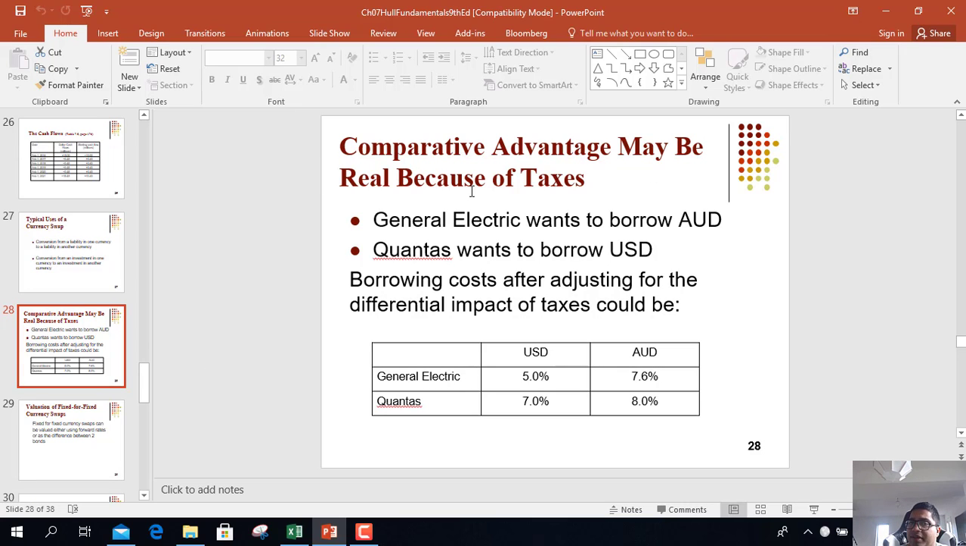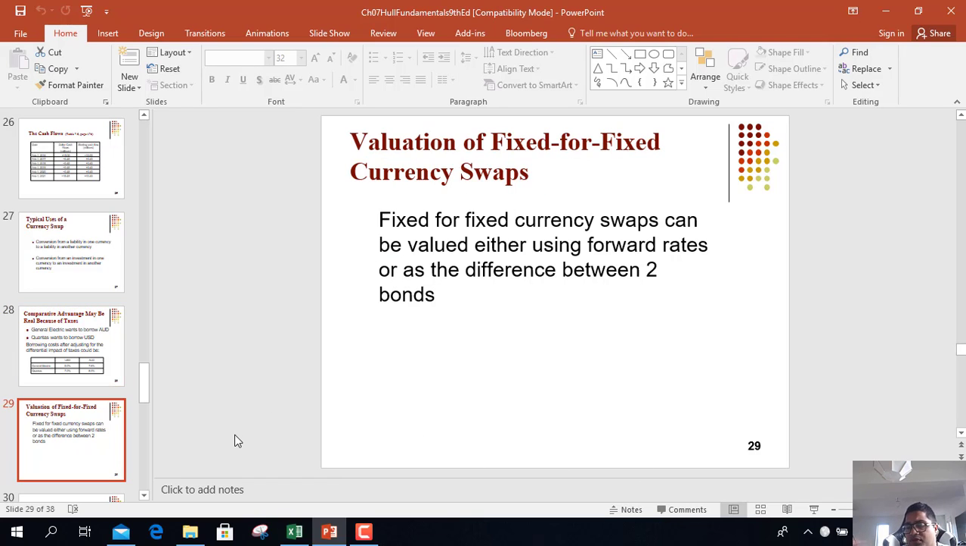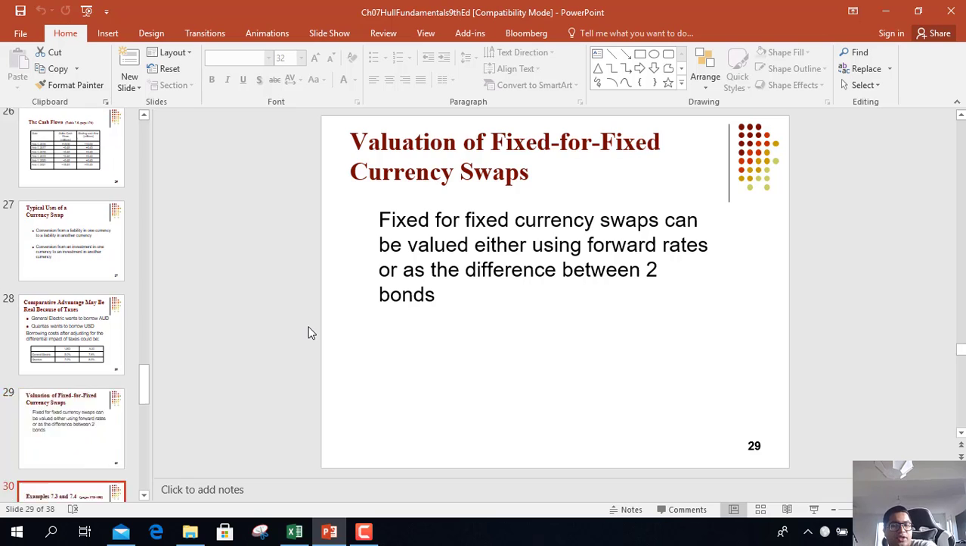Comparative advantages may be real because of taxes. So General Motors wants to borrow in Australian dollars. Qantas, which is an Australian company, wants to borrow in US dollars. So General Electric will get a better rate in USD than Qantas gets. Qantas gets a better rate in AUD than what General Electric gets. So both of them can exchange, can use swaps to get better rates for each of them.